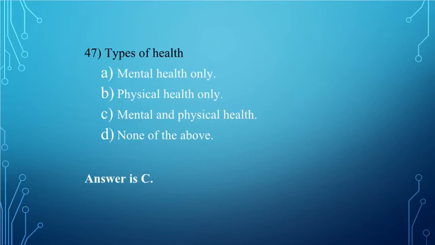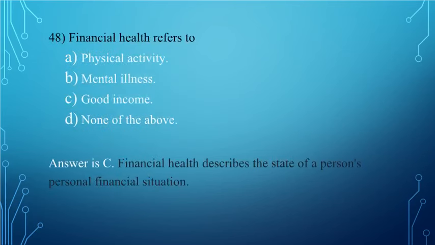47. Types of health: mental health only. Physical health only. Mental and physical health. None of the above. Answer is C. 48. Financial health refers to physical activity. Mental illness. Good income. None of the above. Answer is C. Financial health describes the state of a person's personal financial situation.